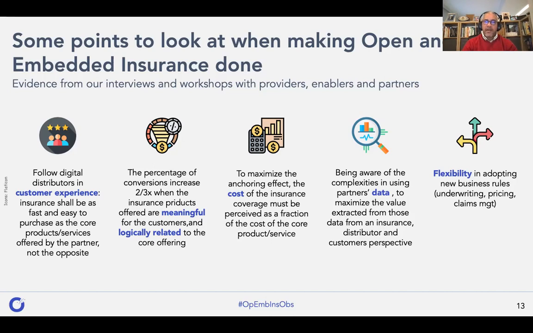Third insight, to maximize the anchoring effect, the cost of the insurance coverage must be perceived as a fraction of the cost of the core product and service. Fourth insight, it's important to be aware of the complexities in using partners' data, both in shared data and in embedded insurance, with the purpose of maximizing the value extracted from those data from an insurance distribution and customer perspective. And fifth point, flexibility. Particularly insurers need to adopt a flexible mindset and to be open to adopt the new business rules when embedding their products and services, particularly when we talk about underwriting, when we talk about claims management, and when we talk about pricing business rules.